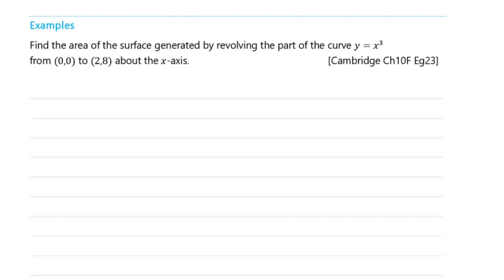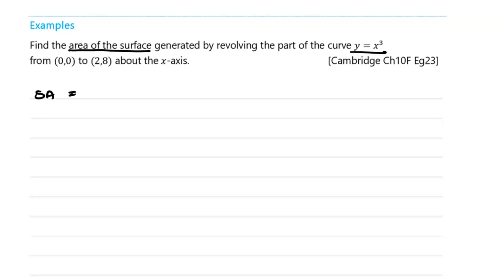Okay, let's look at some examples. We want to find the area of the surface, aka surface area, generated by revolving part of a curve, that's y equals x cubed, from the point 0, 0 to 2, 8. Now they've given us points here as a little bit of a trick because we need to be aware of whether we're going to have terminals in the x direction or the y direction. Well, when we're finding surface area, you might like to write SA or maybe just area or something like that.